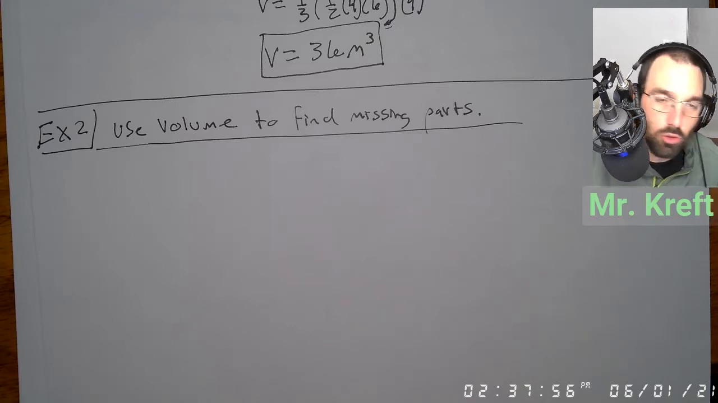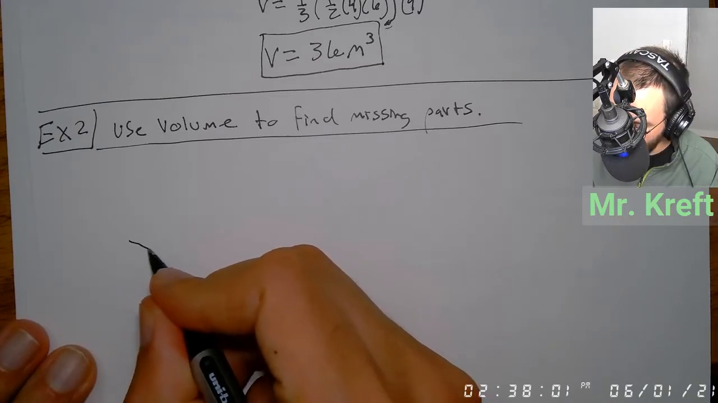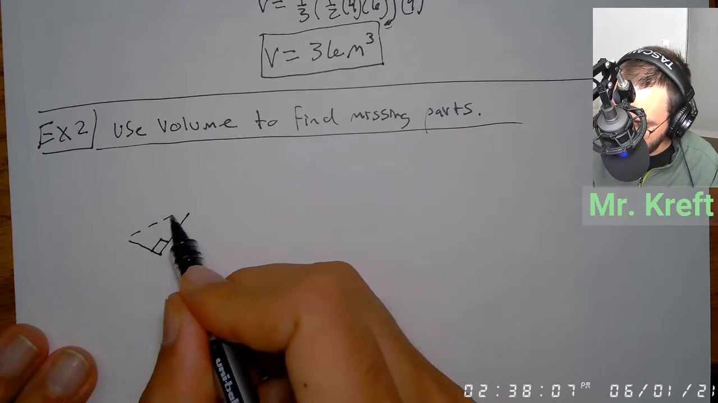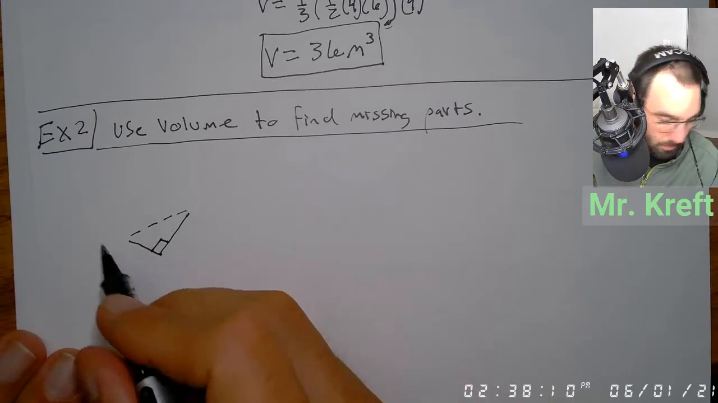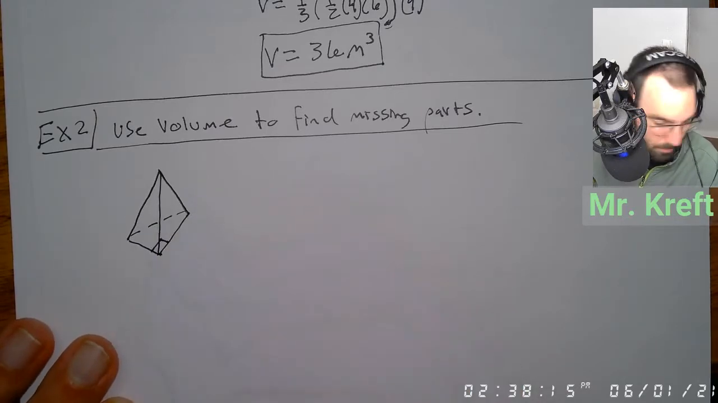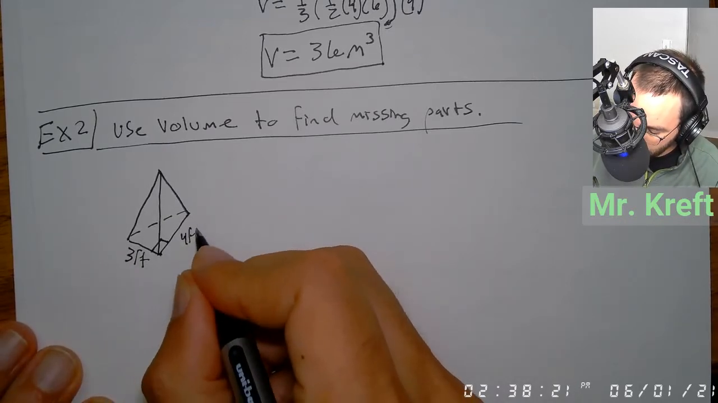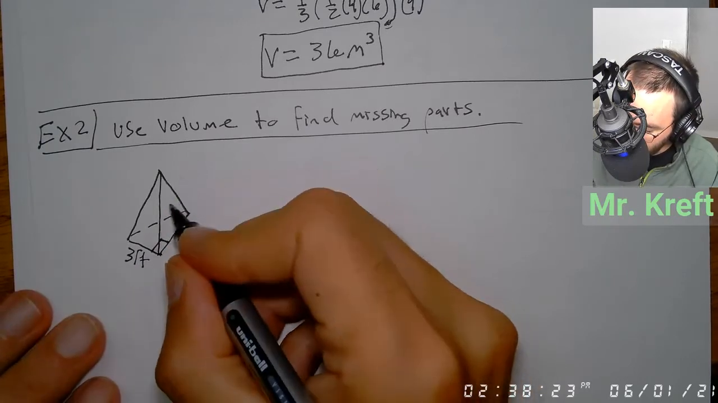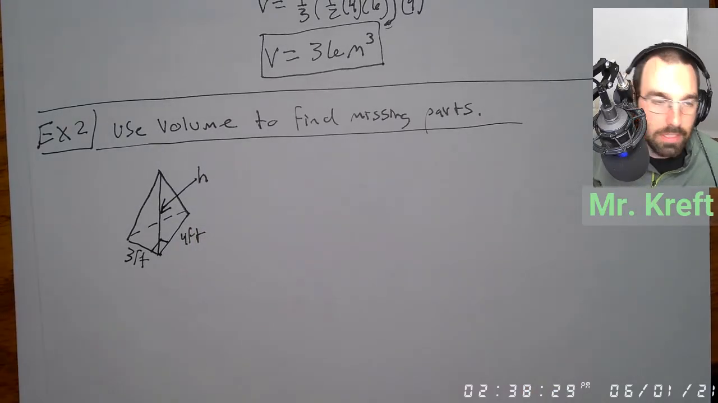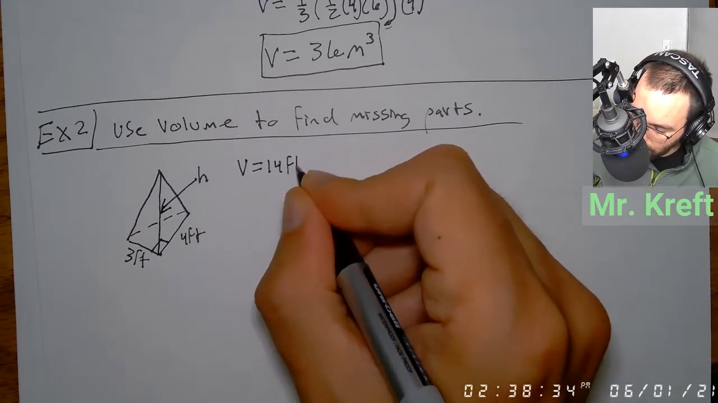So we're going to use a triangular pyramid again for this. I have one here and one here. I'm going to make this dashed. And then I'm going to come straight up and come down. And I'm going to call this 3 feet by 4 feet. Except this time, we don't know the height. So the height is going to be unknown. And we know that the volume is 14 cubic feet.